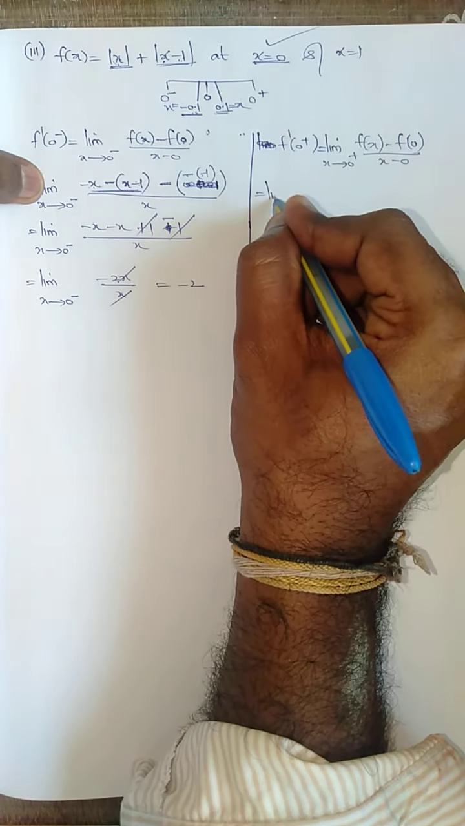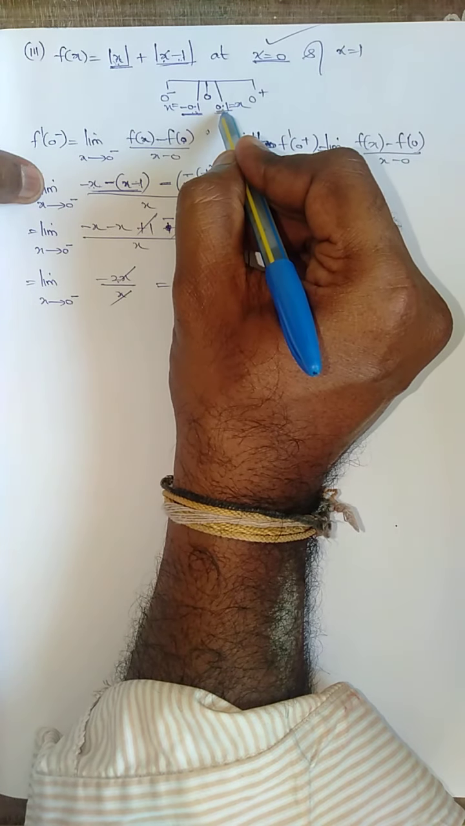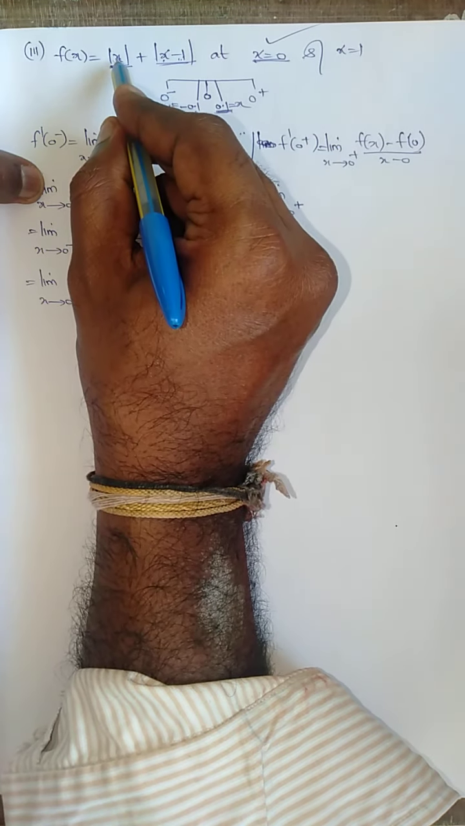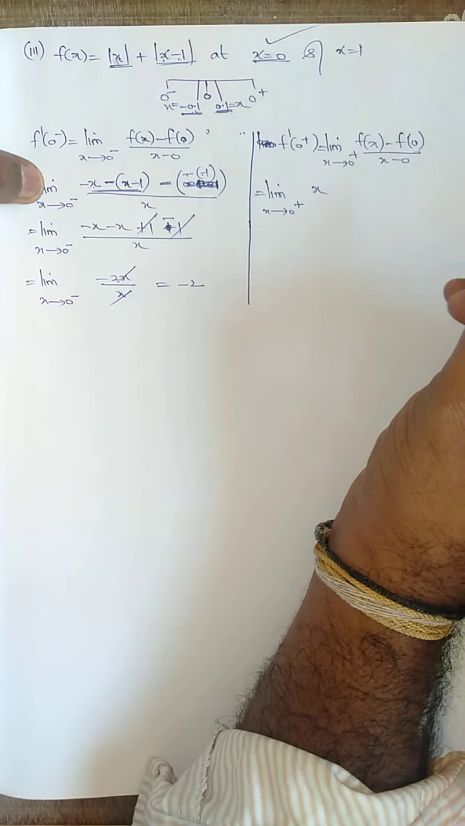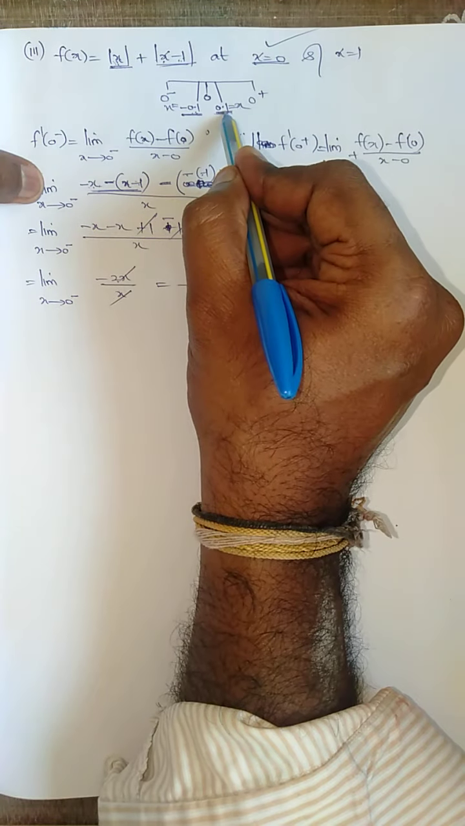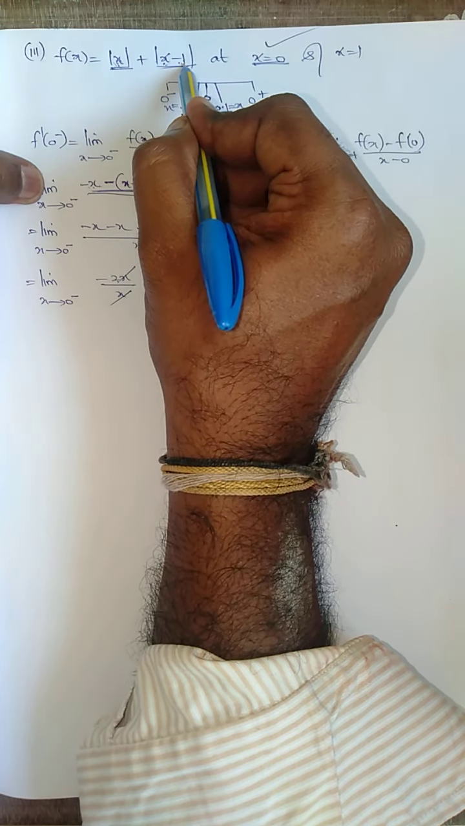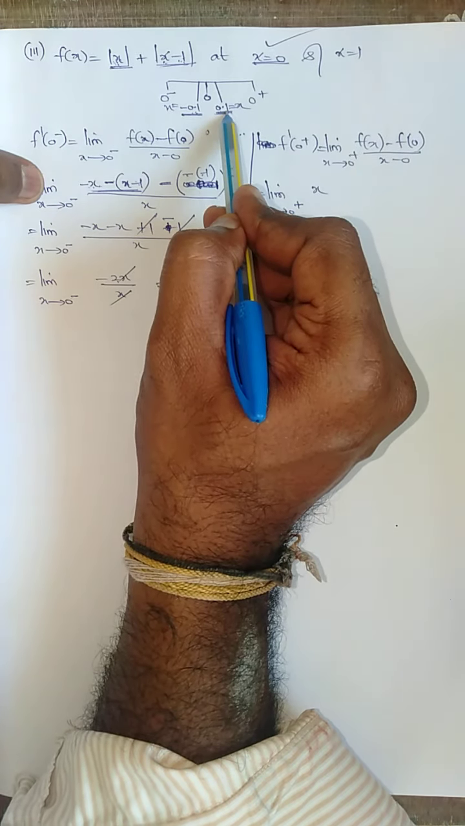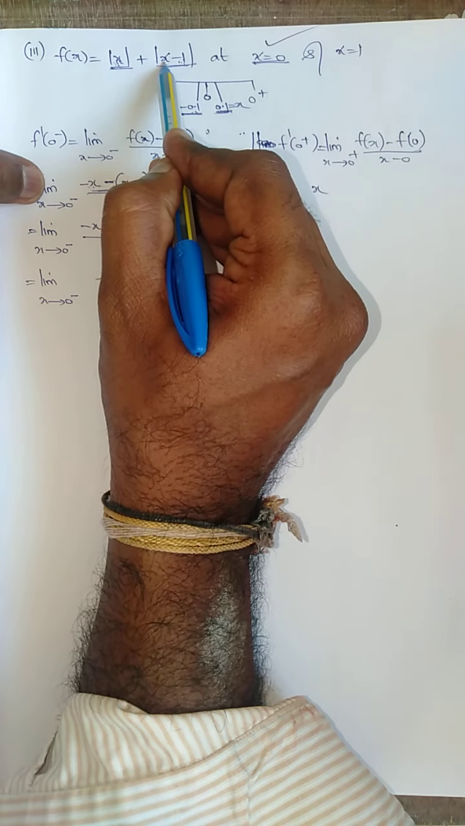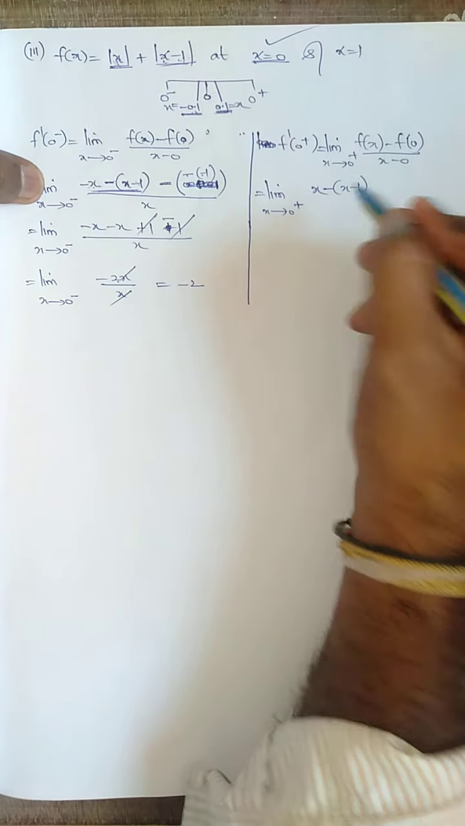The same applies here also, limit x tends to 0 plus. I need to apply the x value, which is nothing but 0.1. If I apply 0.1, this is positive, leave it as positive. If I apply 0.1, listen very carefully, 0.1 minus 1 becomes a negative value only. So minus of x minus 1 only.